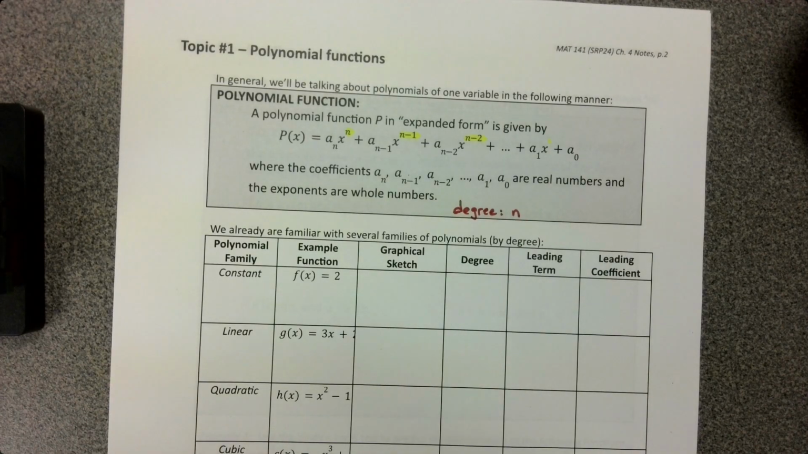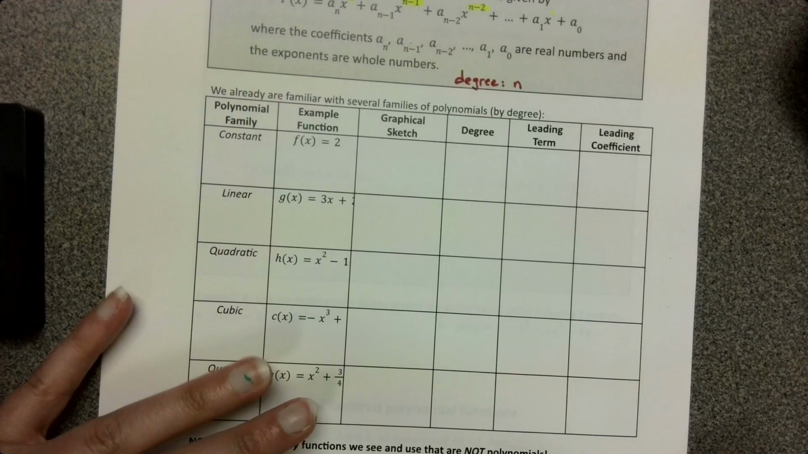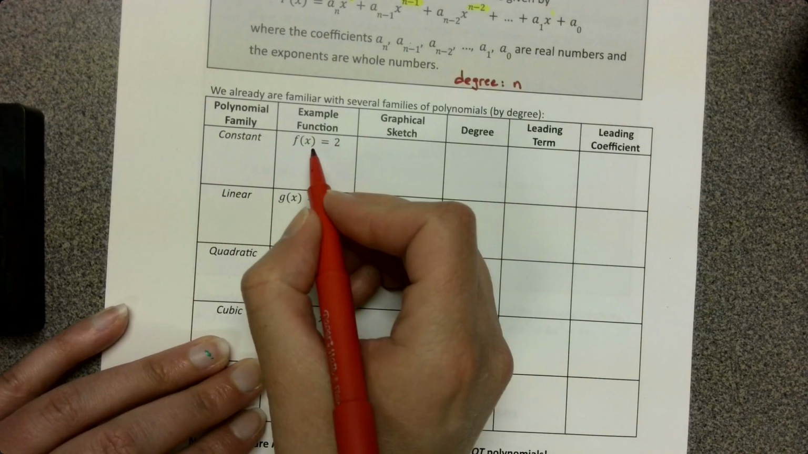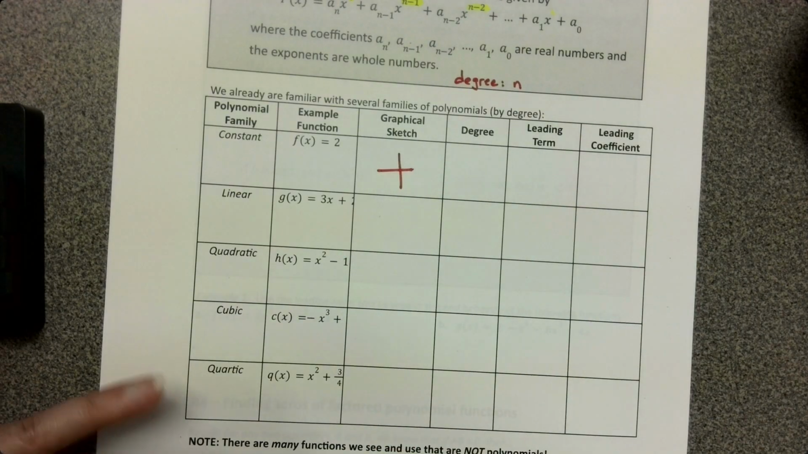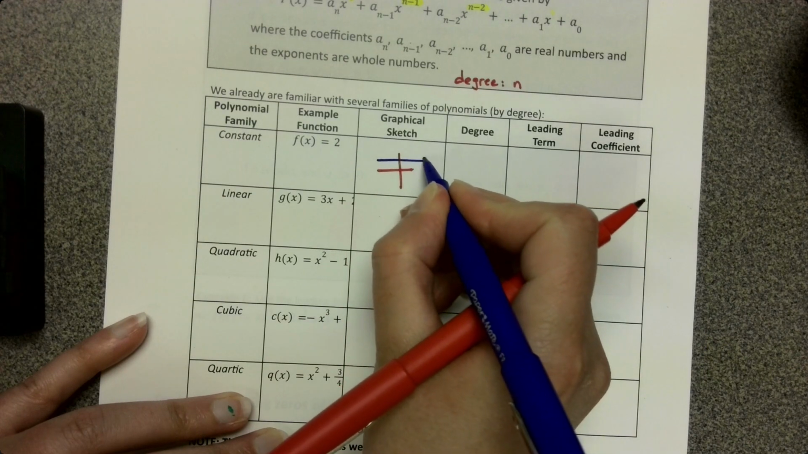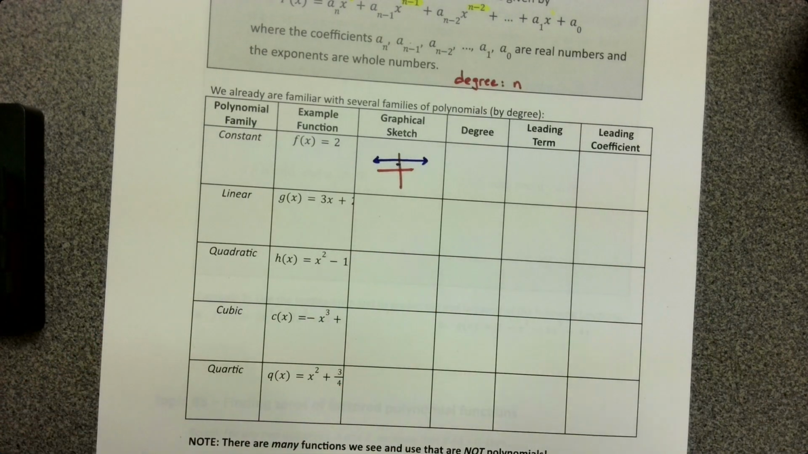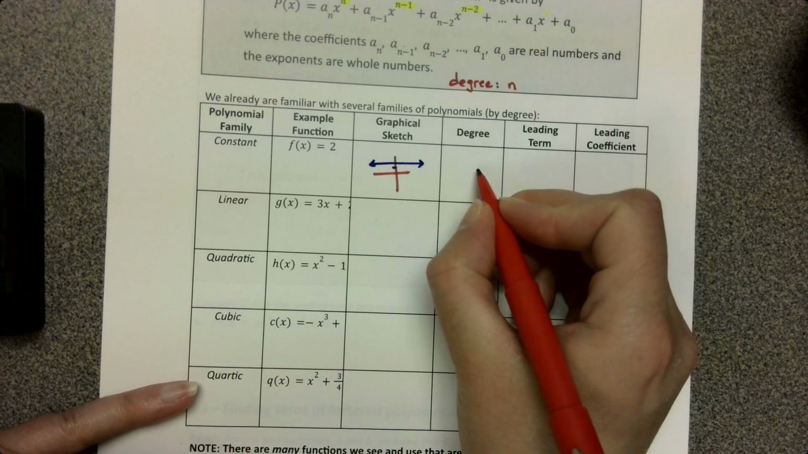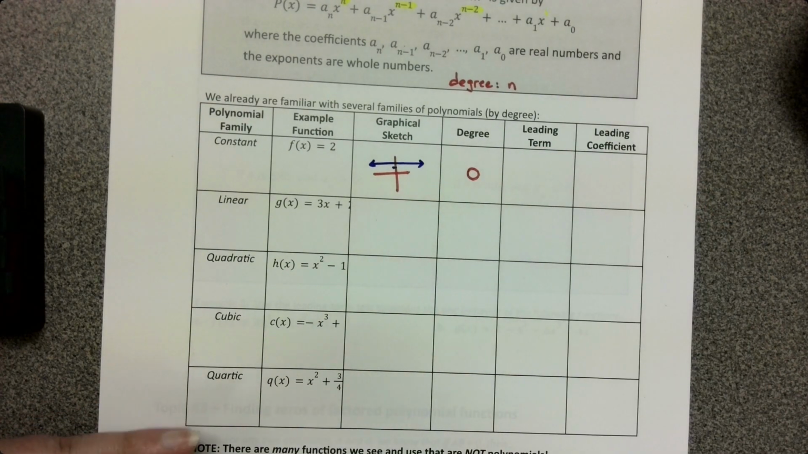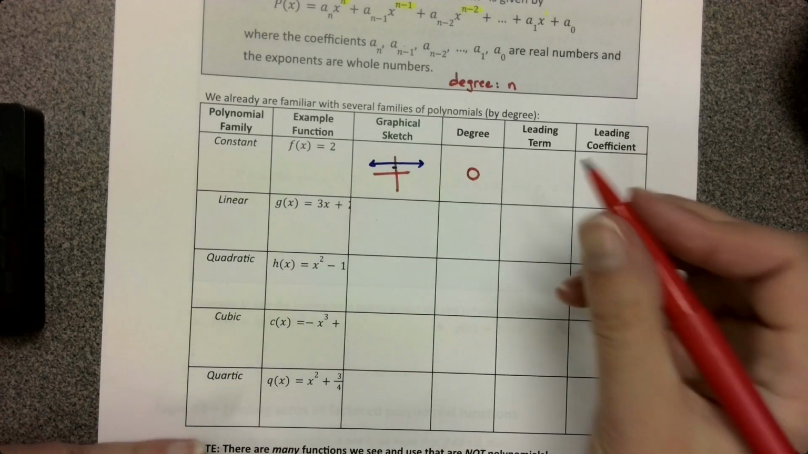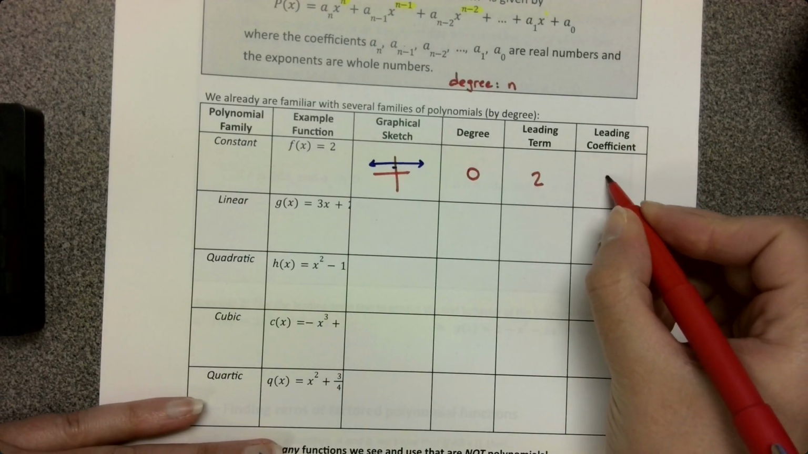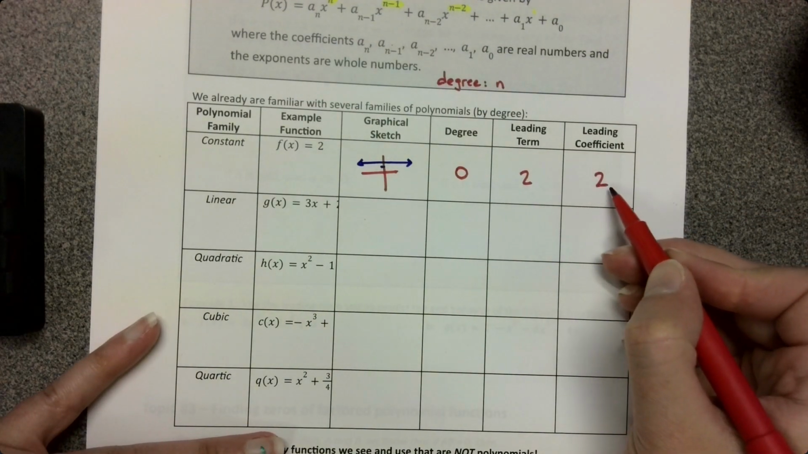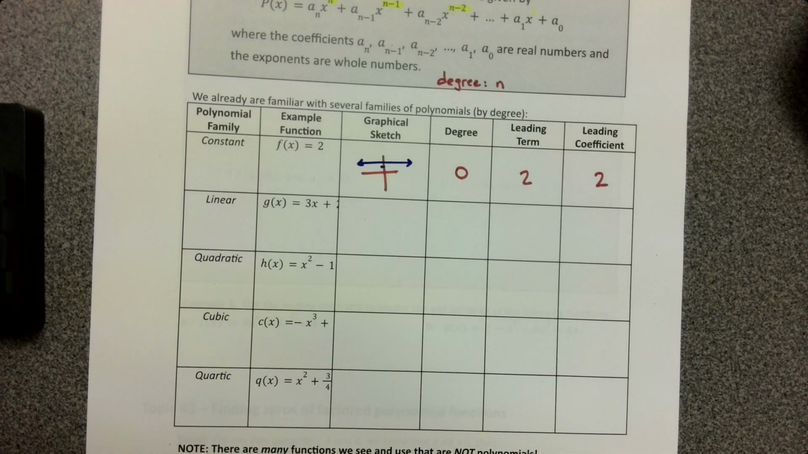Okay, so we're already familiar with several families of polynomials by degree. We've got our constant function, f of x equals 2. We make a sketch of this graph. It's a constant function that's going to have y coordinate 2. And the degree of this is 0. The leading term itself is 2, since there's only one term. And the leading coefficient is 2, because that is the numeric portion of that term. Degree of 0 because x is raised to the 0 power. There are no x in that term.